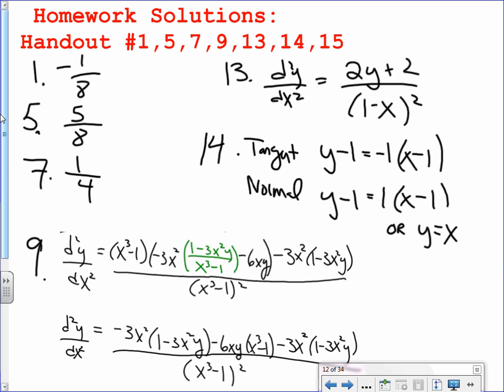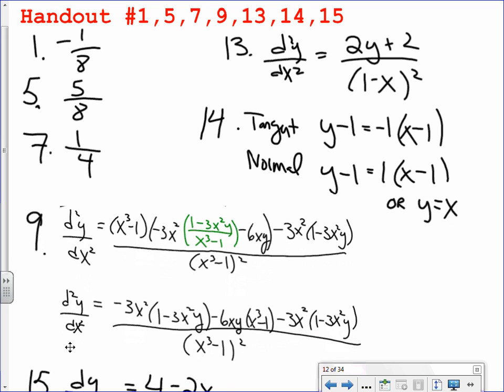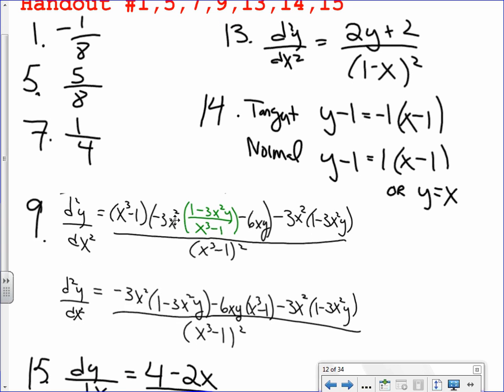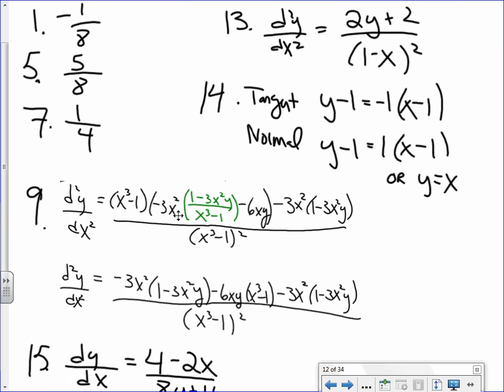I know a lot of people for number 1 got 0, so I'm kind of interested to look why. You got 0 too? All right, I want to look at that one. Number 1, a lot of people got 0. It's supposed to be negative 1/8. Oh, wait a minute. People that got 0, did you get first derivative or second derivative? Okay.